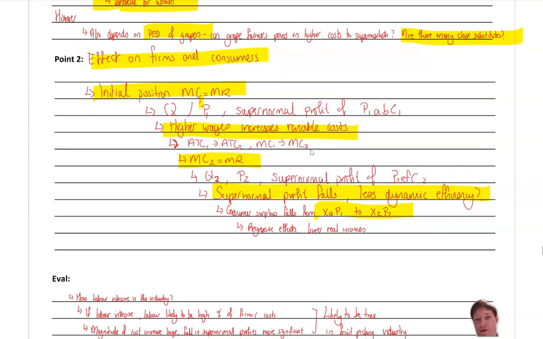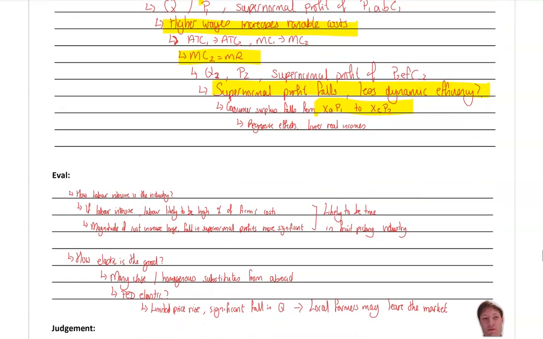The two areas are shown there. Now, it may have a regressive effect as well, given that lower income consumers may well be purchasing a greater quantity or as a proportion of their income, a larger proportion of their income spent on agricultural products. Right, evaluation.